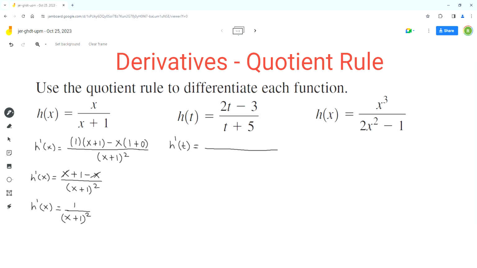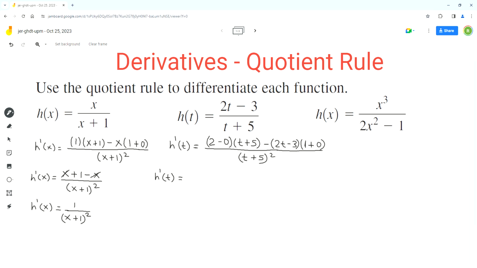The numerator is 2t minus 3 and the derivative of that is 2 minus 0, times the denominator t plus 5, minus the numerator expression 2t minus 3 times the derivative of the denominator, which will be 1 plus 0, over the square of the denominator, (t plus 5) squared.